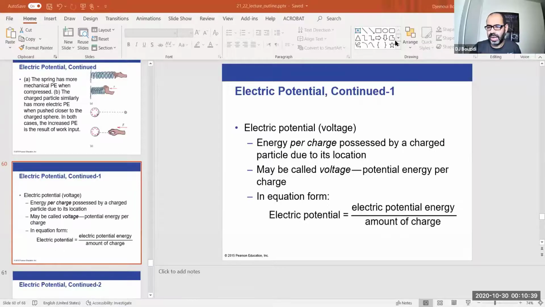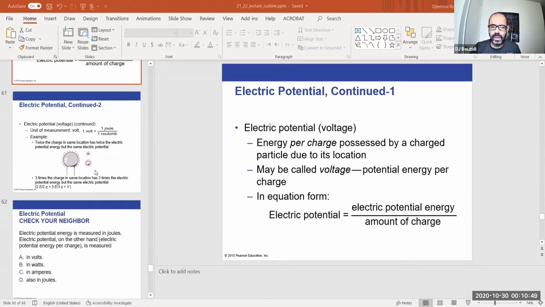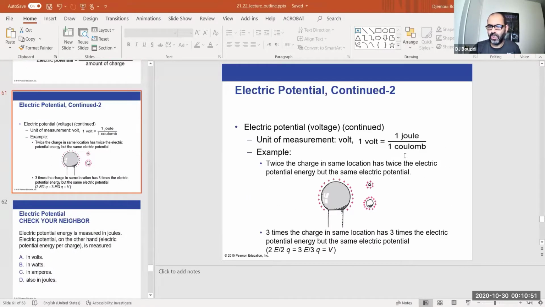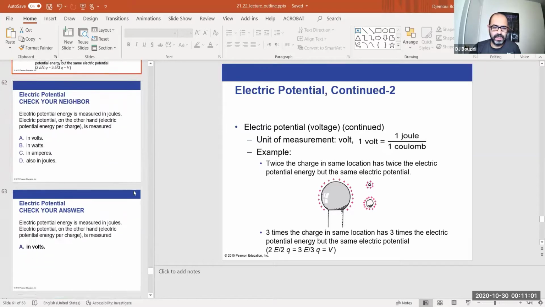So this is the expression I was writing mathematically. It's the same thing. The electrical potential energy, which is in joules, is equal to the amount of charge in coulombs times the electrical potential. Okay, so this is the expression. 1 joule is equal to 1 volt times 1 coulomb, or 1 volt is equal to 1 joule divided by 1 coulomb. And that is the expression that I have in here.